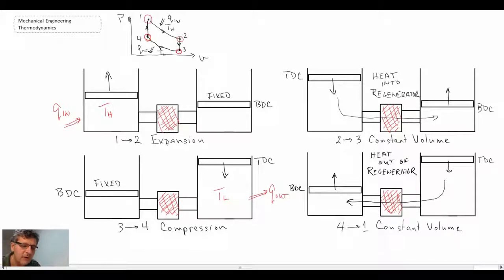It also needs to seal the gases inside. If we're dealing with helium or hydrogen, those are well known for leaking, and so you have to have very good seals. But if you have too good of seals, you're going to have a lot of friction. And consequently, it's a bit of a mechanical engineering challenge to build the Stirling engine.